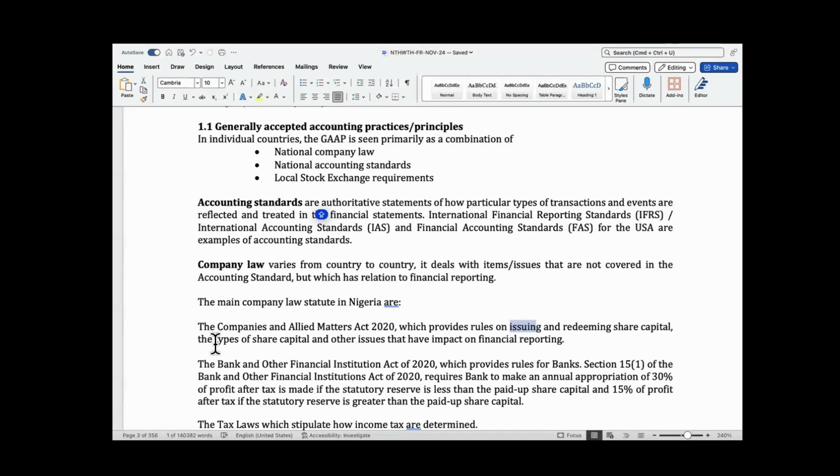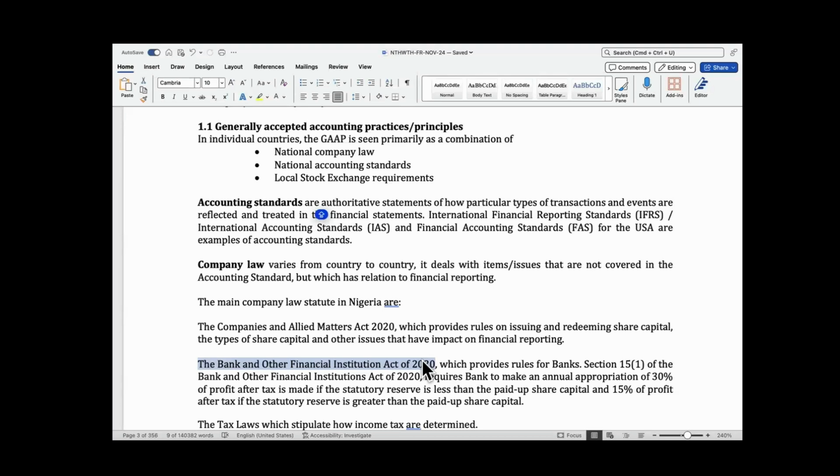And majorly CAMA 2020 is the one that will give us what are the types of share capital we have. They are the ones that will tell us the process of issuing share capital to your shareholders. And if you want to redeem share capital, it's also CAMA that will provide rules on redeeming share capital. Another company law is BOFIA, the Banks and Other Financial Institutions Act of 2020.